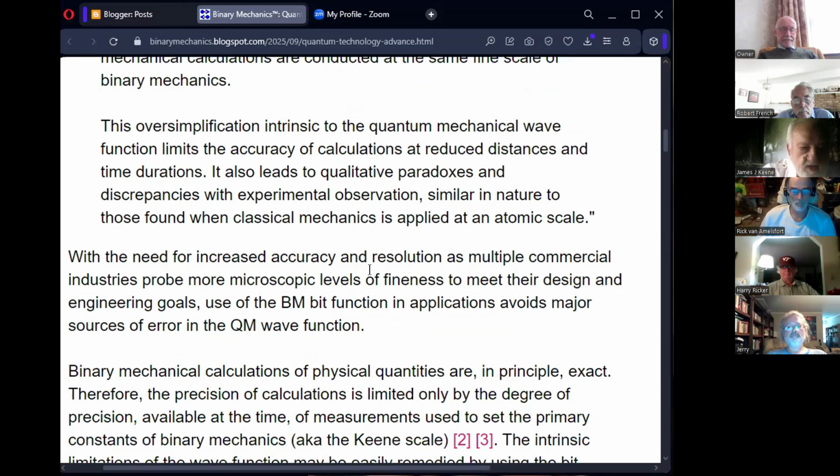With the need for increased accuracy and resolution in multiple commercial industries, we're talking about NVIDIA, Qualcomm, AMD, Intel, these are major companies. This is just in the electronics field, not to mention other industries in medicine and so forth. As these industries probe more microscopic levels of fineness to meet their design and engineering goals, use of the binary mechanic bit function in applications avoids major sources of error in the quantum mechanical wave function.